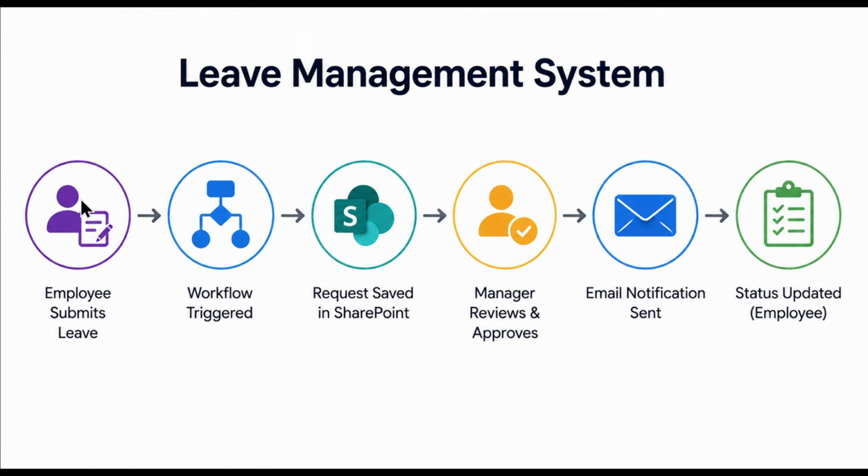First, the user chooses their role as employee or manager. An employee submits the leave request, which is stored in SharePoint with the status pending. This automatically triggers Power Automate, which sends an approval email to the manager through Outlook. The manager can approve or reject the request from Outlook or the Power App application. Finally, the leave status is updated in SharePoint and the employee receives a confirmation email. That's a complete overview of the leave management system.